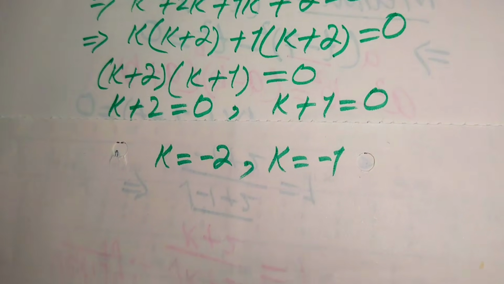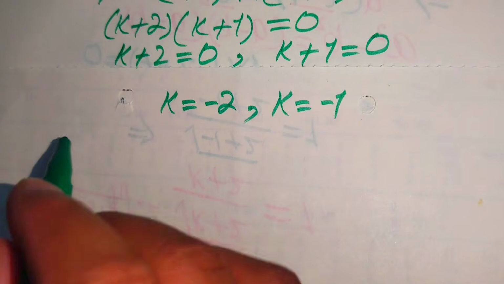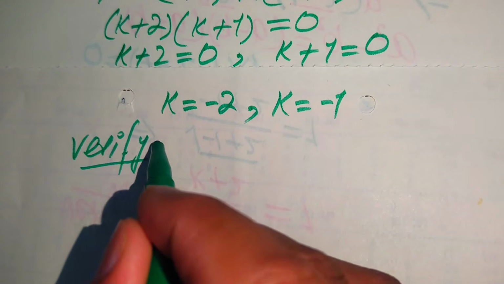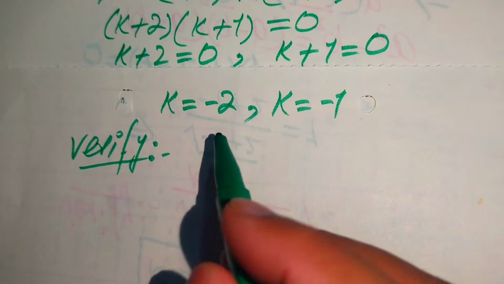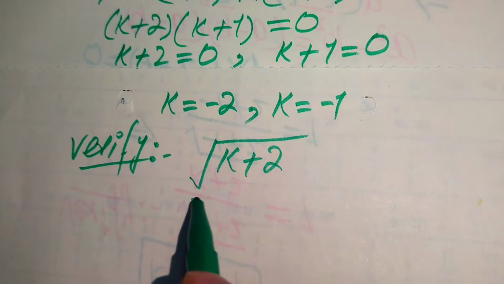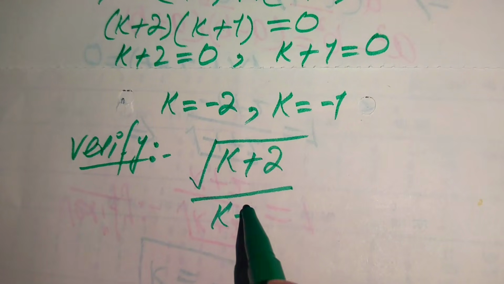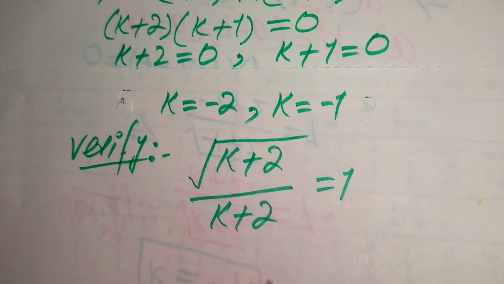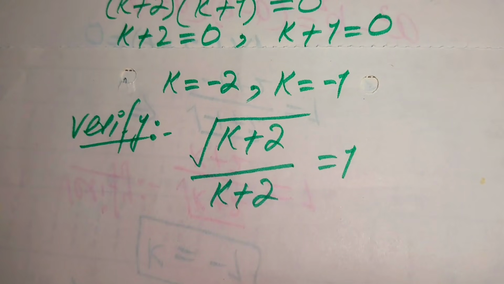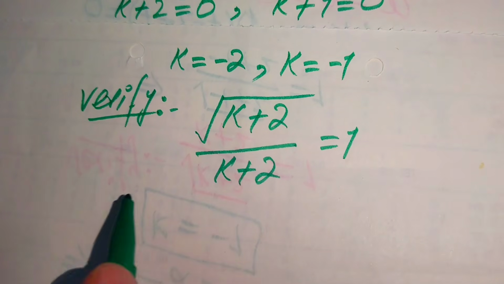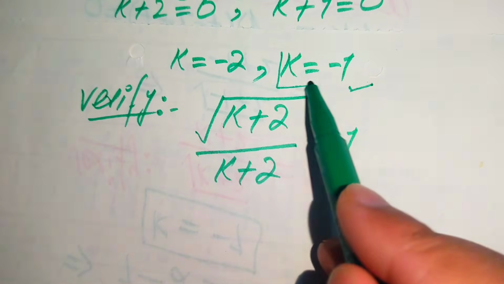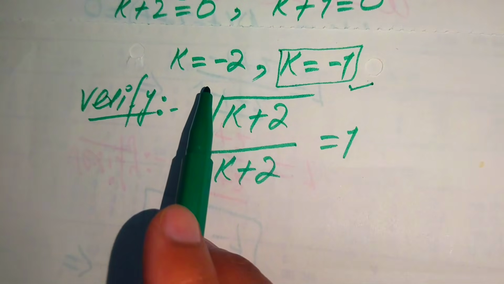So here we get two roots of the given equation, and now in the next step we need to verify whether these roots are solutions or extraneous roots. So for verification of this we need to copy down the given question statement. Here it is square root of k plus 2 divided by k plus 2 is equal to 1. So here in the first method we already verified that k equals minus 1 satisfies our given question statement. So this is the solution of the given equation, and now here we need to verify the second value of k.